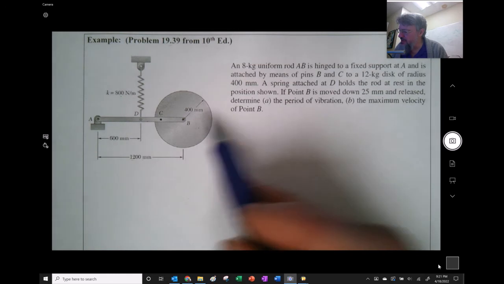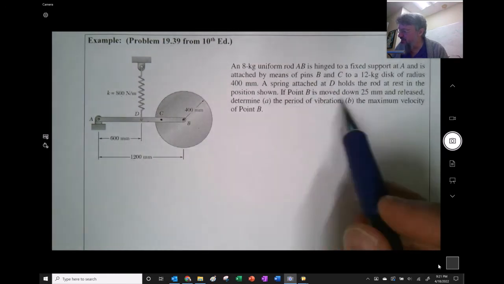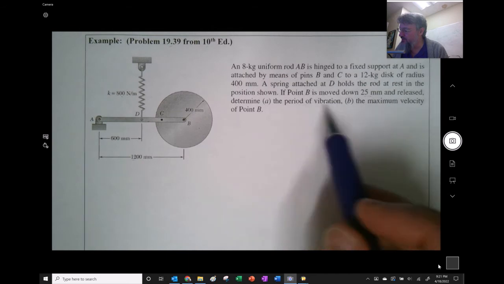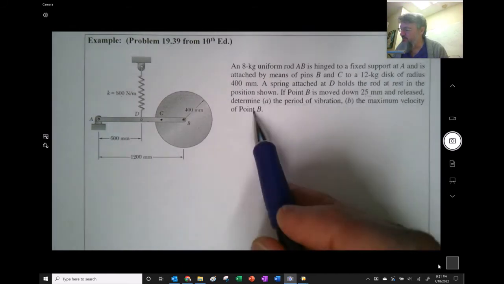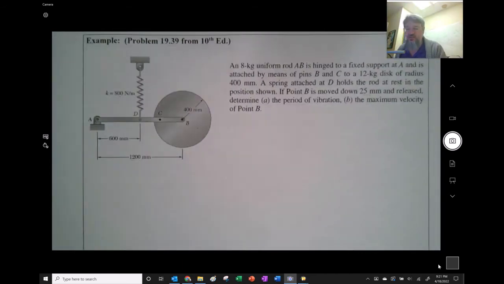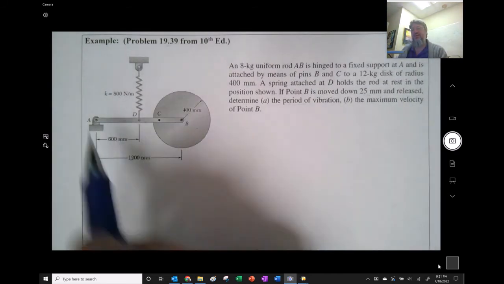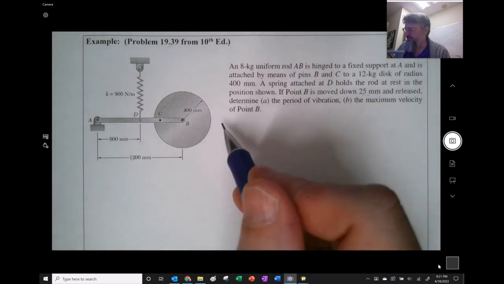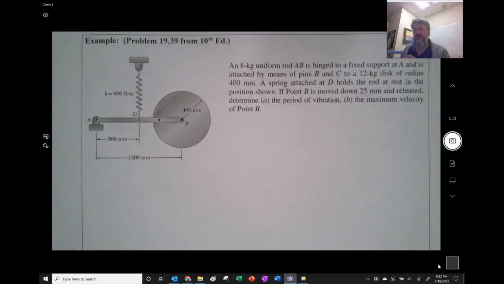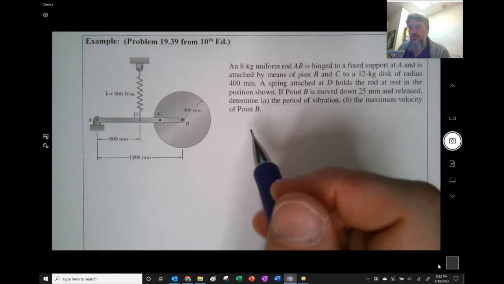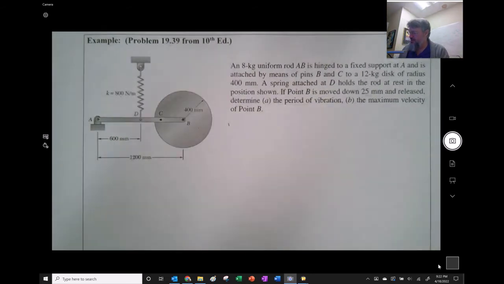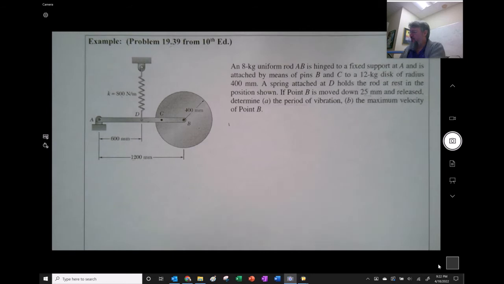Now in the scenario, we move this point B down 25 millimeters and then release it. We want to find the period of the vibration and the maximum velocity at B. My approach here is different from the example I had previously. I'm not sure if I printed it out and posted it or not, but I didn't like the approach of the solution manual. I'm going to take the moment of inertia about A.